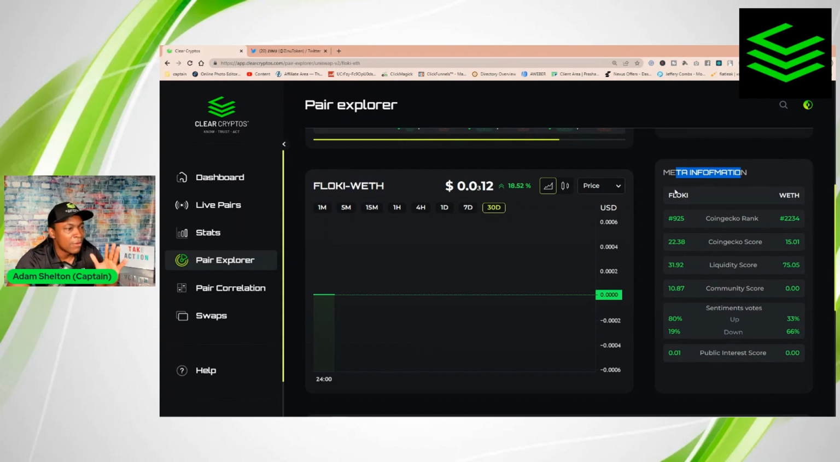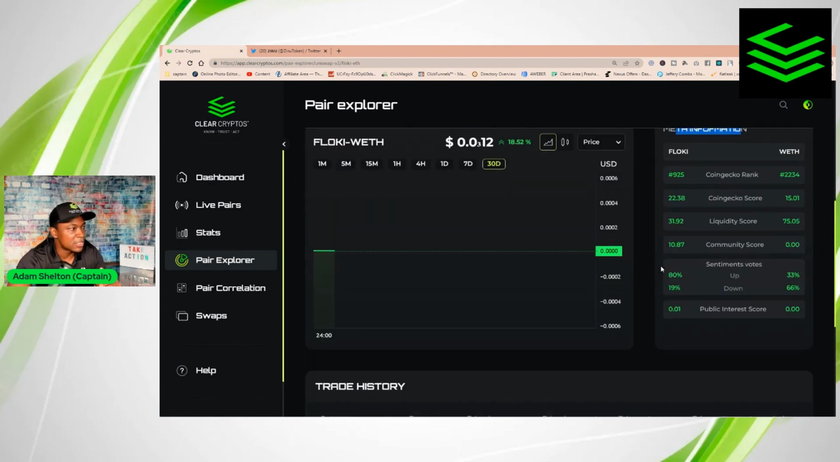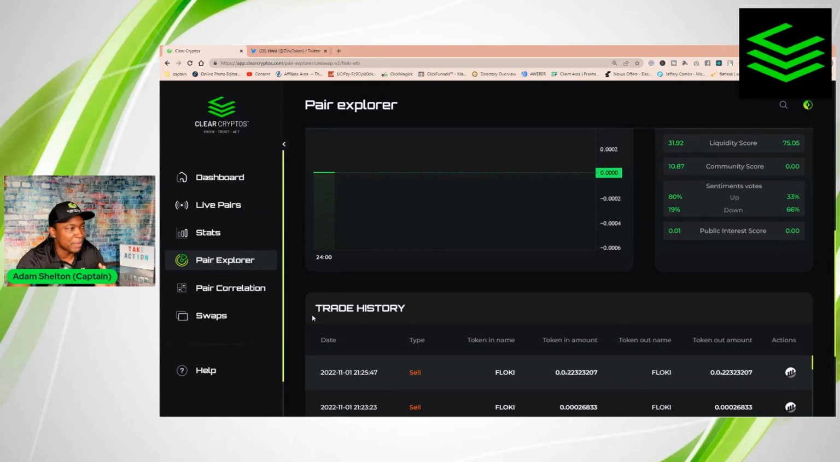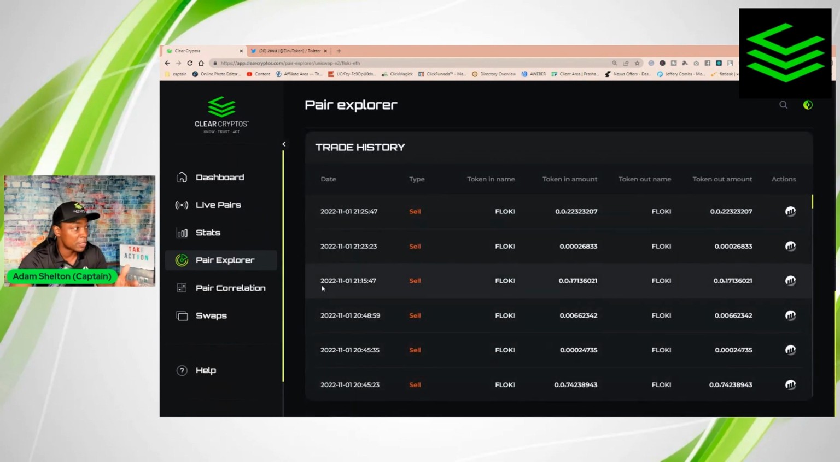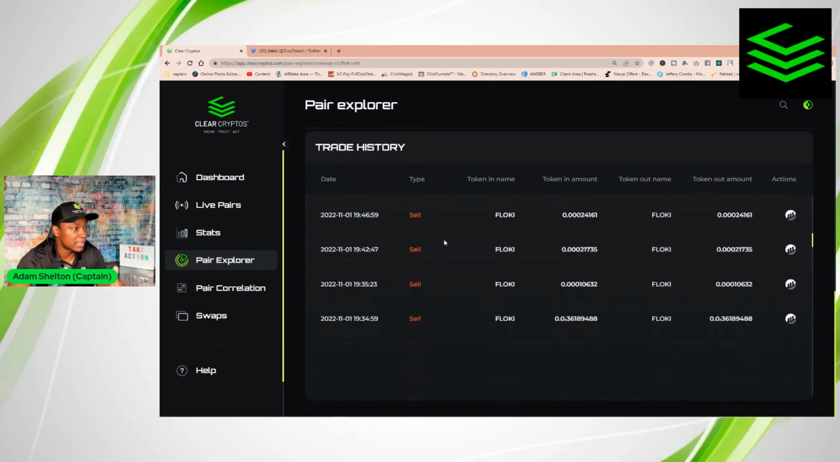Anyway, okay, flocking, CoinGecko ranking, and then you also see the wrapped Ethereum over here. So this actually breaks down the pair trade history. So people are actually trading this. Looks like they're selling this right now. That's what it looks like, the type.